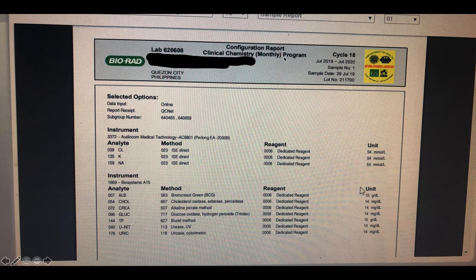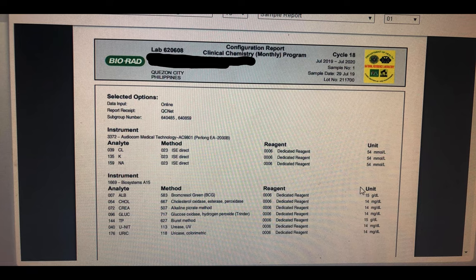So moving on, this is an example of your clinical chemistry program. This is a configuration report. Sir, what do you mean by a configuration report? Before I dig into that, I just want you to look at this one. What we have here is actually 10 different analytes. Each laboratory can enroll 10 different analytes. As you can see here, we have sodium, potassium, and chloride. And we also have albumin, cholesterol, creatinine, glucose, total protein, BUN or urea nitrogen, and uric acid.